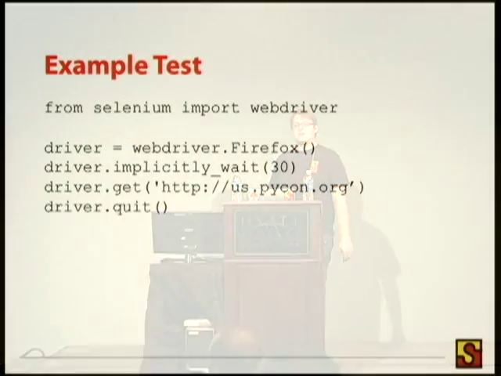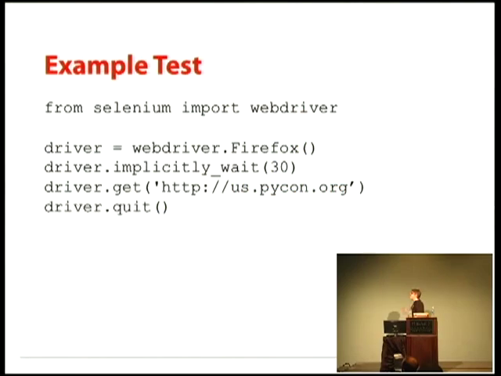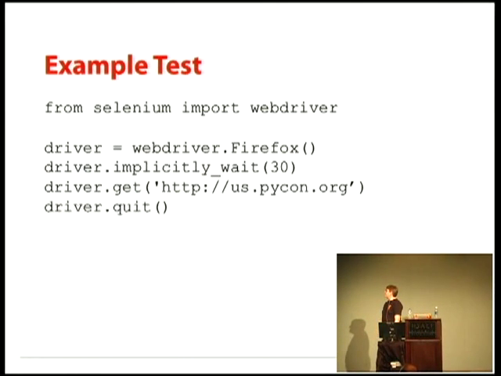And this is what a test might look like. So very simple, from Selenium, import WebDriver. Let's create a driver. In this case, it's going to be a Firefox. Let's tell it to wait up to 30 seconds for any asynchronous stuff or elements to appear on the page. Yeah, 10 minutes with this Wi-Fi. Then we're going to navigate to pycon.org, and then we're going to close the browser.